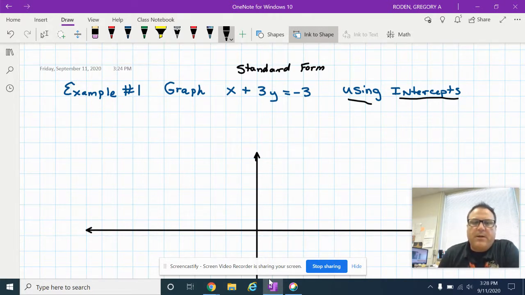Well, when we're talking about intercepts, we're talking about x-intercepts and y-intercepts. So let's talk about the x-intercept. The x-intercept is where y equals 0, because when you're talking about the x-intercept, you're talking about where the line crosses the x-axis. Well, it crosses the x-axis when y is 0. So you're not up or down any, you're right on the x-axis here.